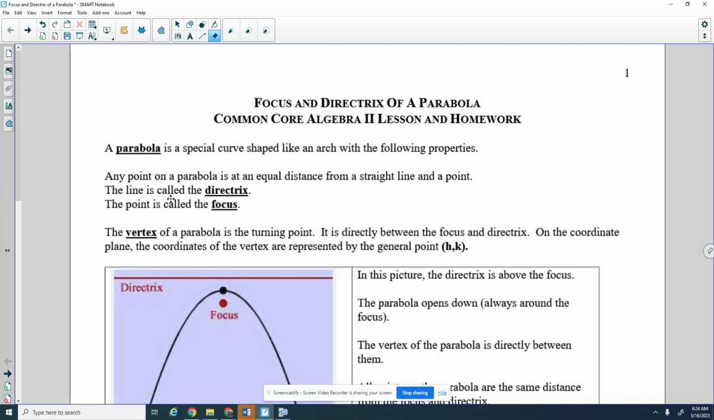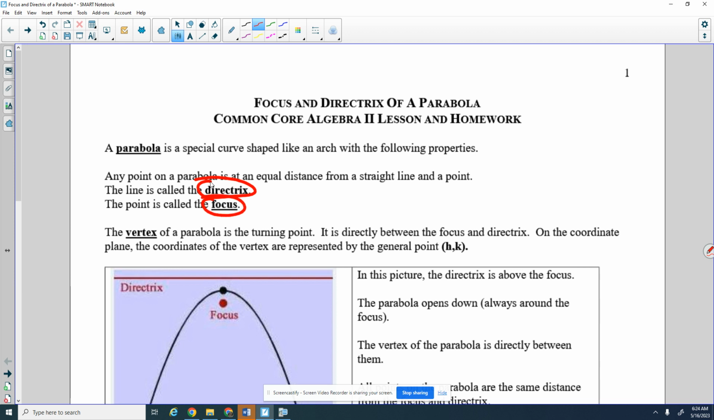This lesson is all about parabolas and seeing them as shapes, and how we translate that into algebraic equations. So first off, the way we're going to think of the parabola is a special curve shaped like an arch with the following properties. Any point on a parabola is an equal distance from a straight line and a point. The line is called the directrix, and the point is called the focus.